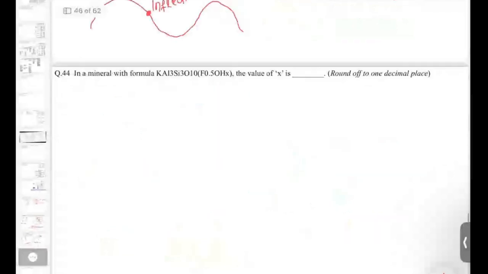The next question is about a mineral with formula KAl3Si3O10 and F0.5(OH)x. What is the value of X in this formula? This is a formula of which mineral? Muscovite. Yes, it is the formula of Muscovite. Muscovite is a micaceous mineral.